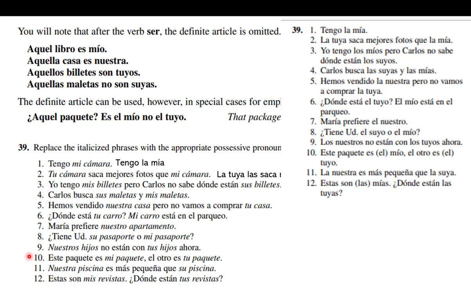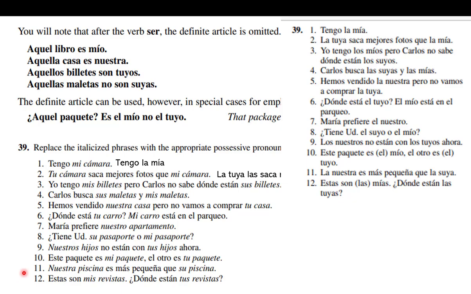Este paquete es el mío, or es mío. In this case you could omit the article, but the article wouldn't be wrong. El otro es el tuyo o el otro es tuyo. La nuestra es más pequeña que la suya y estas son las mías, ¿dónde están las tuyas?